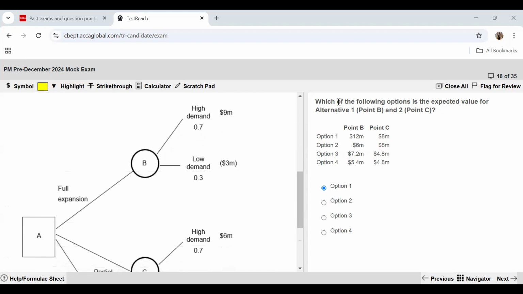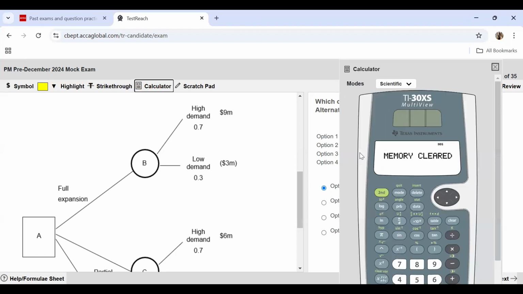So the requirement over here asks us, which of the following options is the expected value for alternative 1, which is point B, and alternative 2, which is point C. So if we go ahead with option B, you can see there's a high demand which has a probability of 70%, which is going to give us positive 9 million. So you can use the calculator right over here.